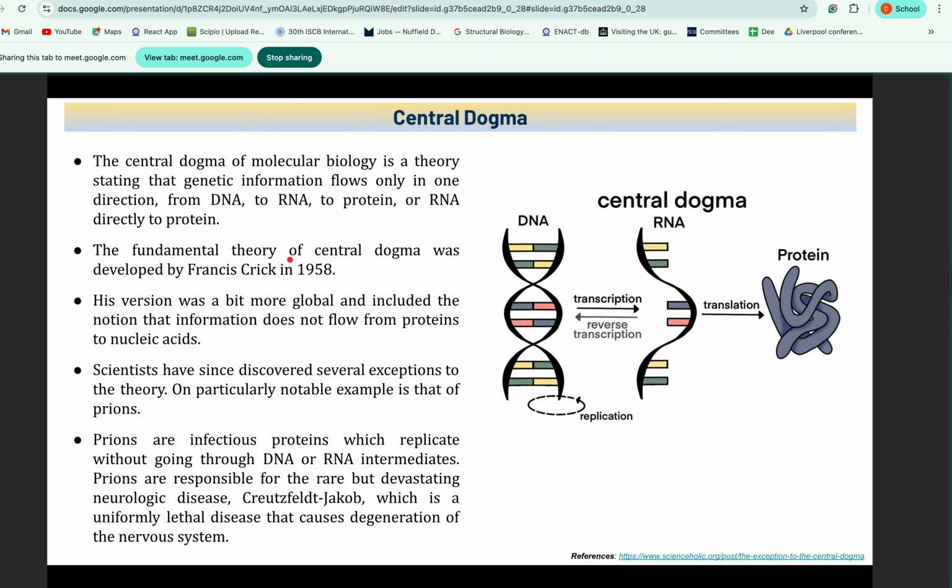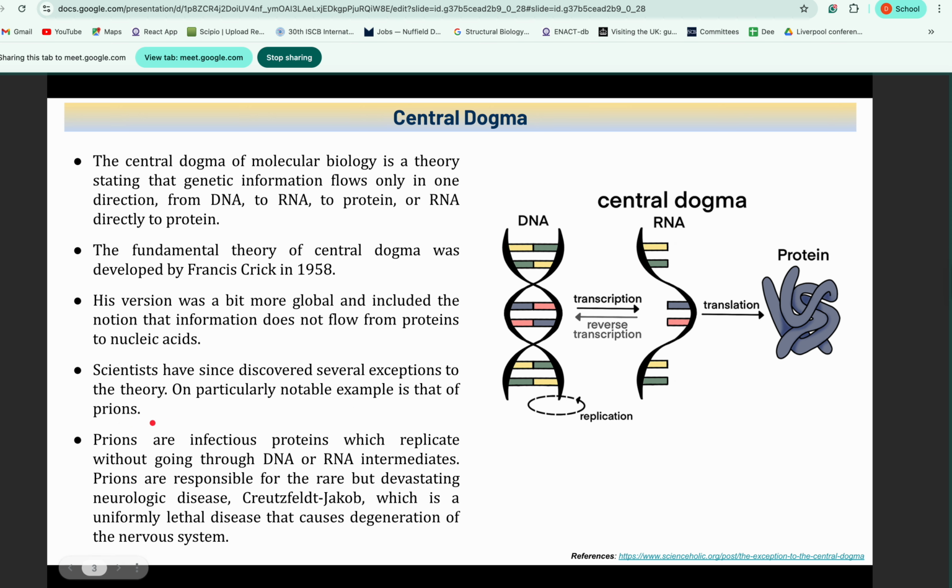This is the fundamental theory, and it was developed by Francis Crick in 1958. His version was a bit different and more global. It included that information does not flow from proteins towards the nucleic acids. But later on, different scientists discovered that there are several exceptions to this central dogma theory.